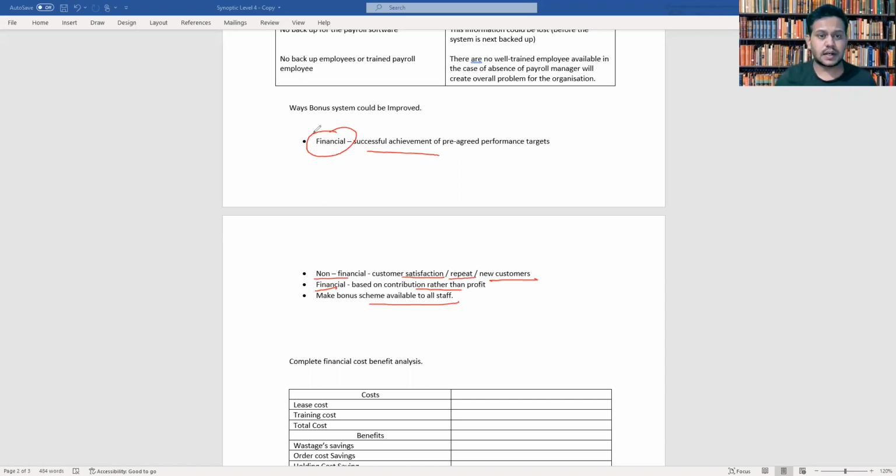If this question comes, how to improve the bonus system, you can just straight away write it down. You really don't have to read the question too much. So you will get kind of full marks if you write that.